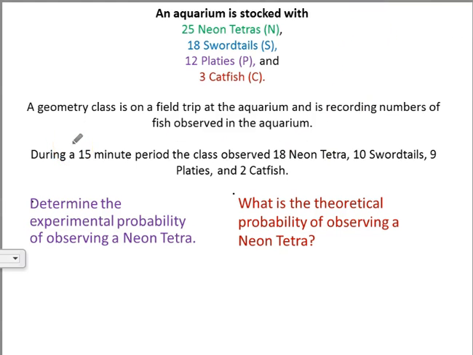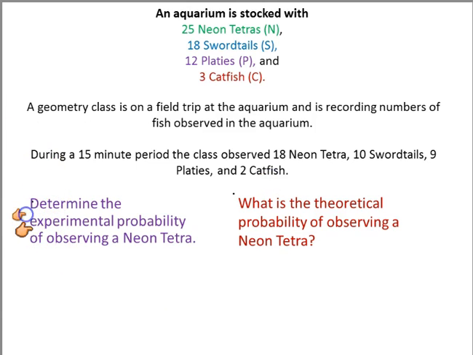Alrighty, so let's keep going with this idea of theoretical and experimental probability. We've got an aquarium stocked with a bunch of different fish: 25 neon tetras, 18 swordtails, 12 platies, and 3 catfish. We'll use N to represent neon tetras, S for swordtails, P for platies, and C for catfish. A geometry class is on a field trip at the aquarium and is recording the numbers of fish observed. During a 15-minute period, the class observed 18 neon tetras, 10 swordtails, 9 platies, and 2 catfish.